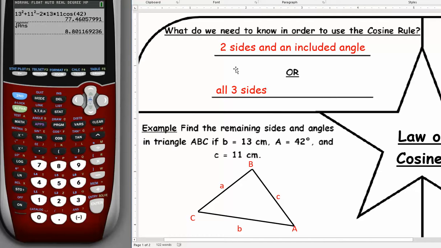We either need to know two sides and an included angle, which if we look at the triangle down here at the bottom, if we had little a and little c, the included angle would be big B, because it's in between the two sides. Or we need all three sides. Now this video is going to be dedicated just to two sides and the included angle, and I'll come back later with another video about all three sides.